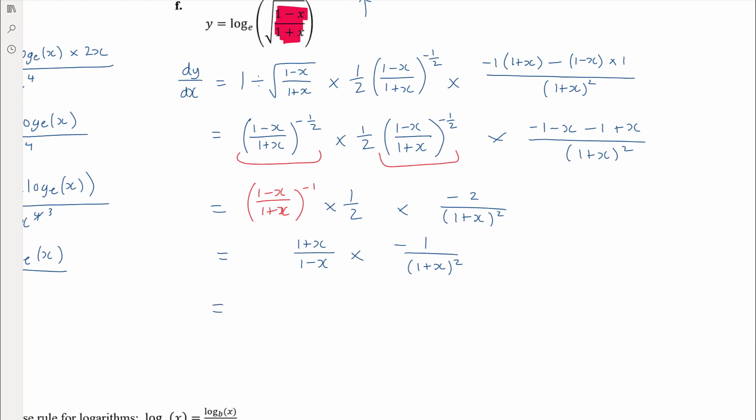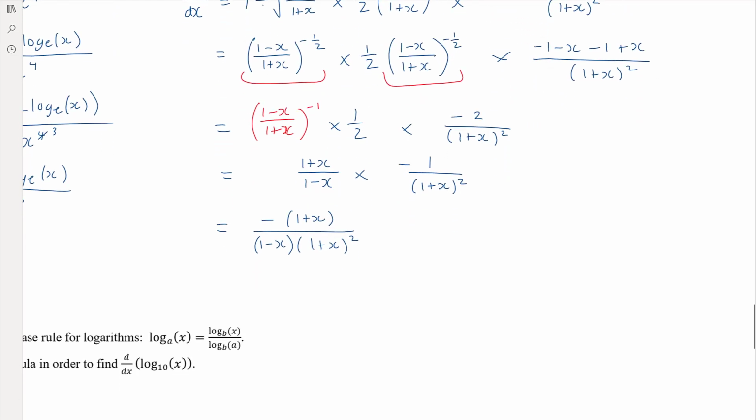Alright, so now let's put our fractions together. So we've got -1 plus x on the numerator over 1 minus x times 1 plus x all squared. And we've got a common factor of 1 plus x, so we can cancel that 1 plus x on the numerator with one of the 1 plus x's on the denominator. So now we have -1 over 1 minus x, 1 plus x.